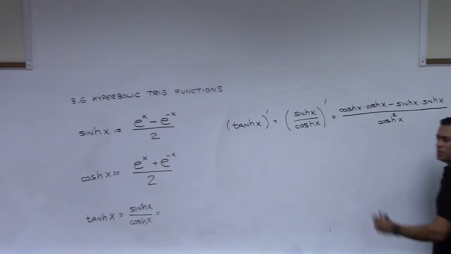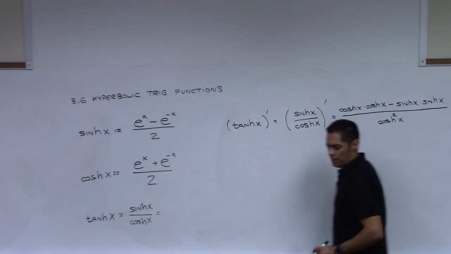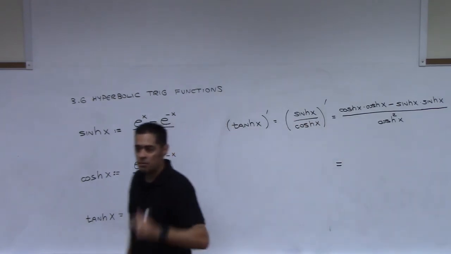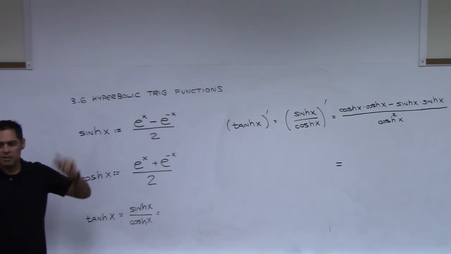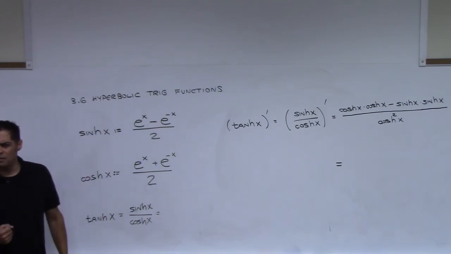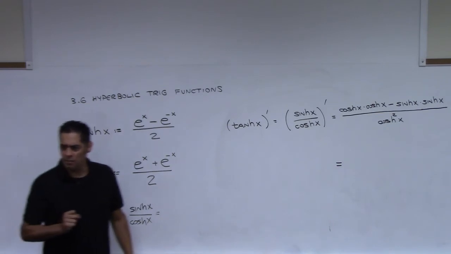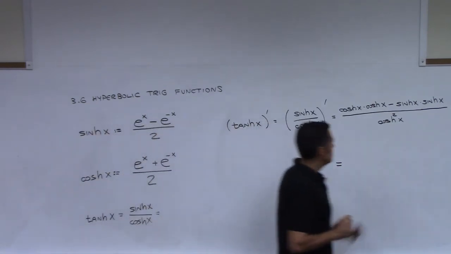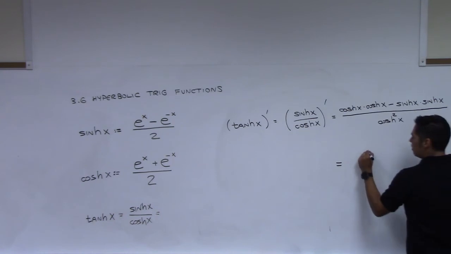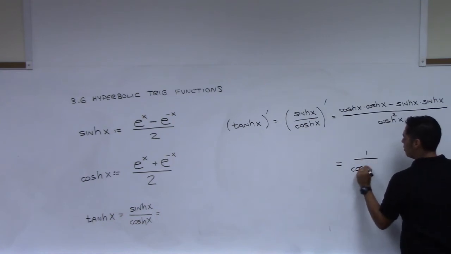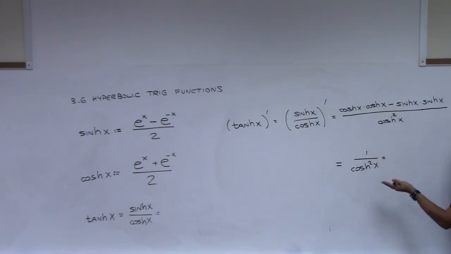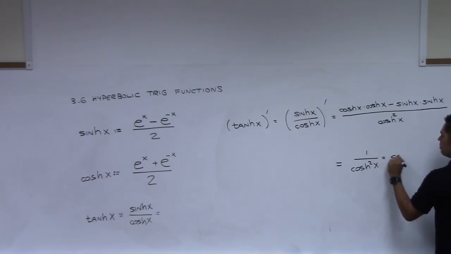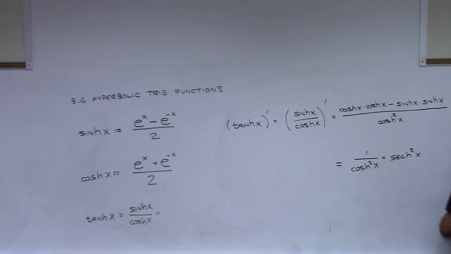Do you recognize the numerator? Cosine squared hyperbolic x, or cosine hyperbolic squared x, however you want to say that, minus sine hyperbolic squared x. What is that? It's 1. We just proved that, didn't we? Isn't that numerator 1? Yes. Okay. So 1 over cosine hyperbolic x squared. And the reciprocal of cosine hyperbolic should be secant hyperbolic. So we've got it. Okay?